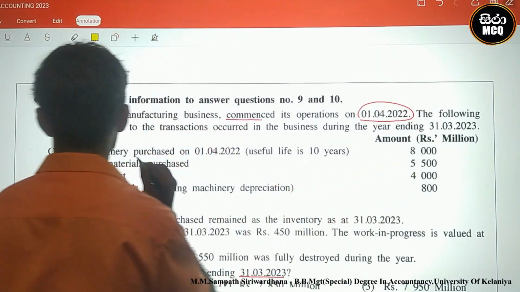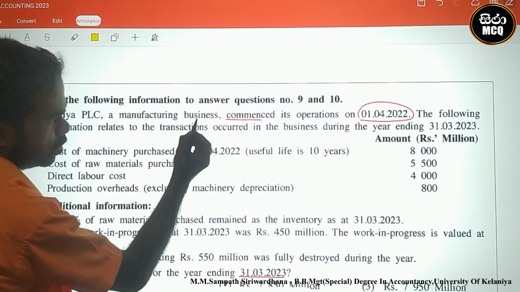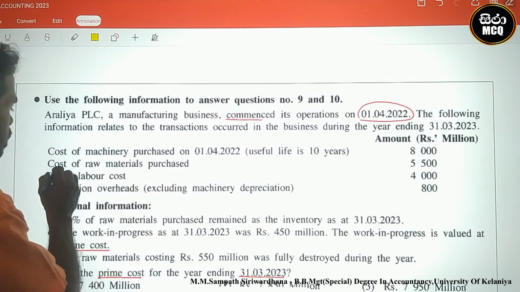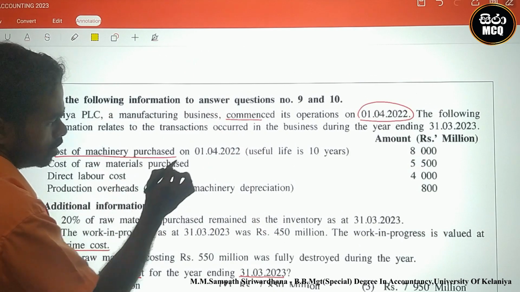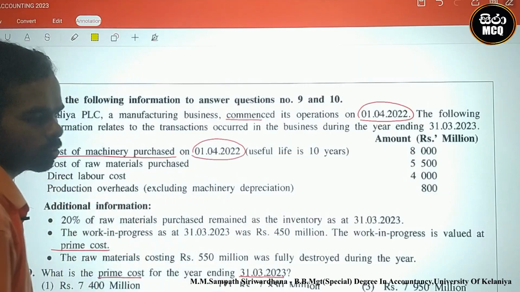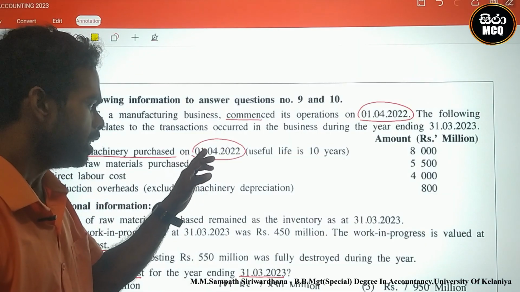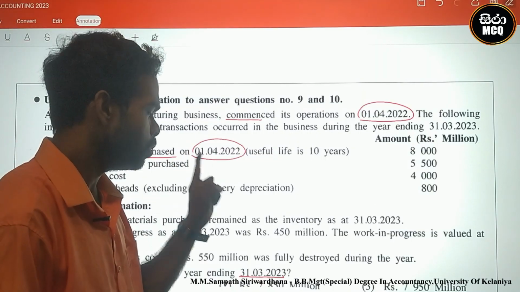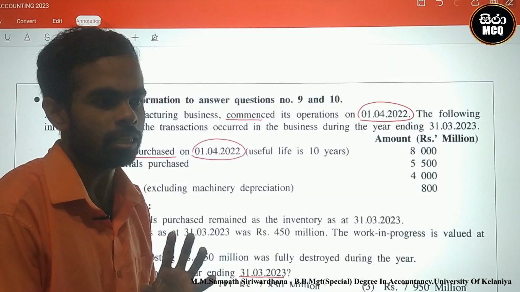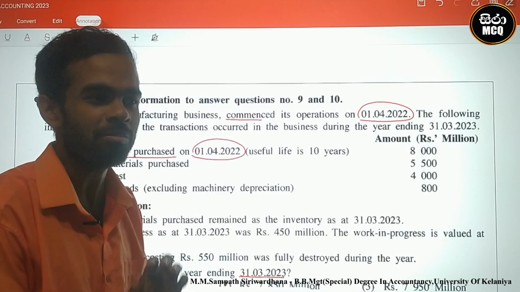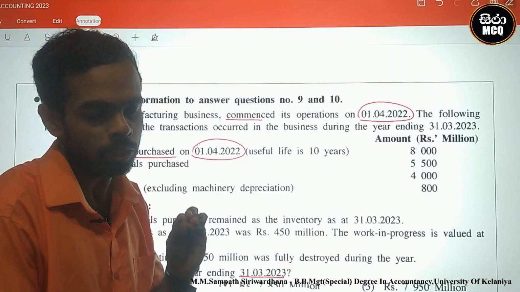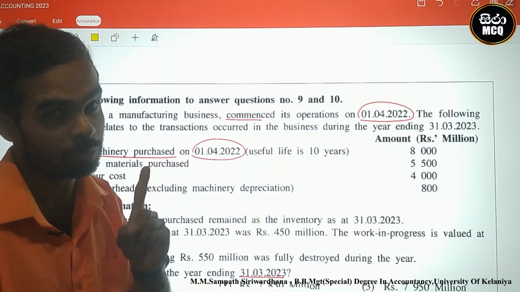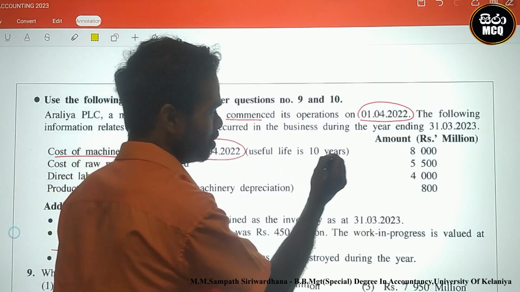Next one, the following information relates to the transactions that occurred in the business during the year ending 31st March 2023. Let's see. Cost of machinery purchased on 1st April 2022. This is an opening date acquisition, no? The cost of machinery we cannot directly include in the production cost, but depreciation should be added. The useful lifetime is 10 years.